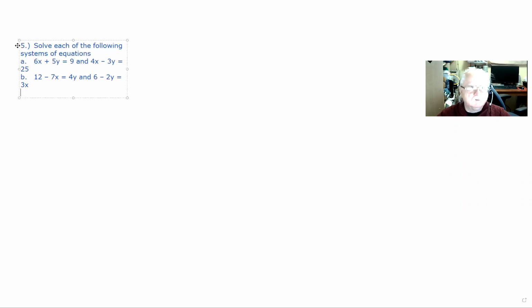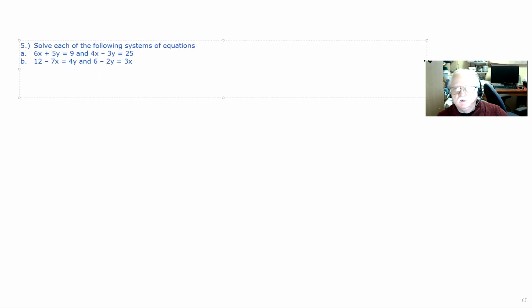Okay, so we're going to take a look at question number 5 from the chapter 4 agenda questions. Let's run over here and see if we can get that. They want us to solve the following system of equations. And what we're going to be doing here is something called the method of addition.